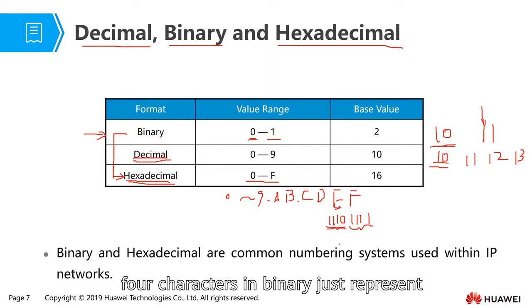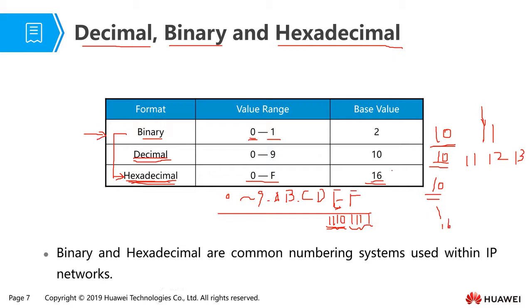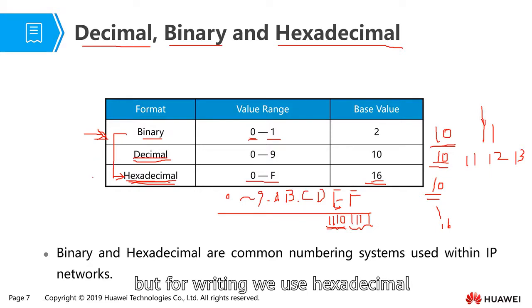So 4 characters in binary represent just 1 character in hexadecimal. The base value is 16. The 1 0 in hexadecimal means 16 in decimal. This is the hexadecimal. In the computer, truly it uses binary, but for our writing, we use hexadecimal to abbreviate the expression.